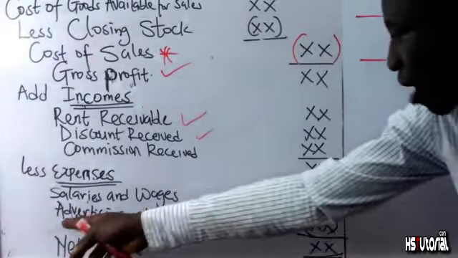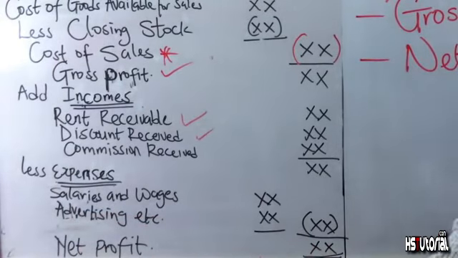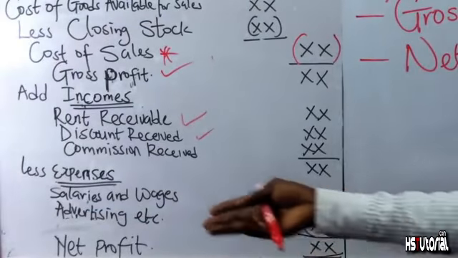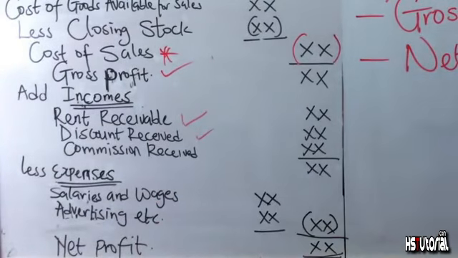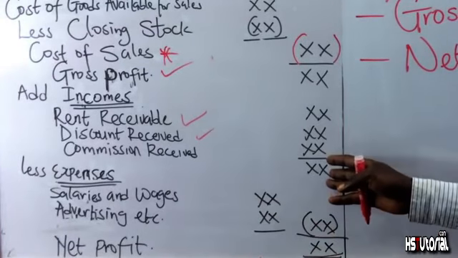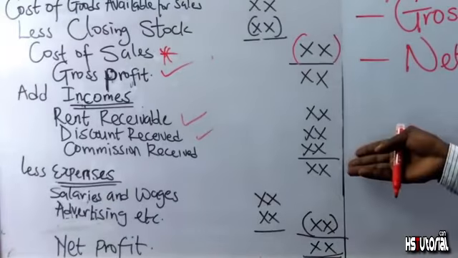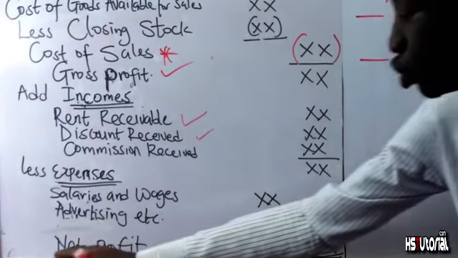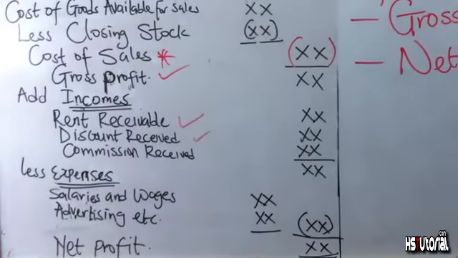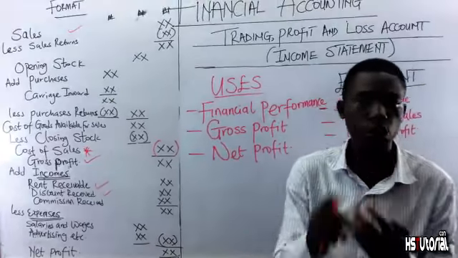And also we can have advertising. That's promoting your goods, you can advertise. And also you can have stationery expenses, rent expenses, rates, and so many other expenses like that. After you've added all the expenses, you will have to do what? You will have to less it from the additions of your incomes. When you less it from it, you get your net profit.